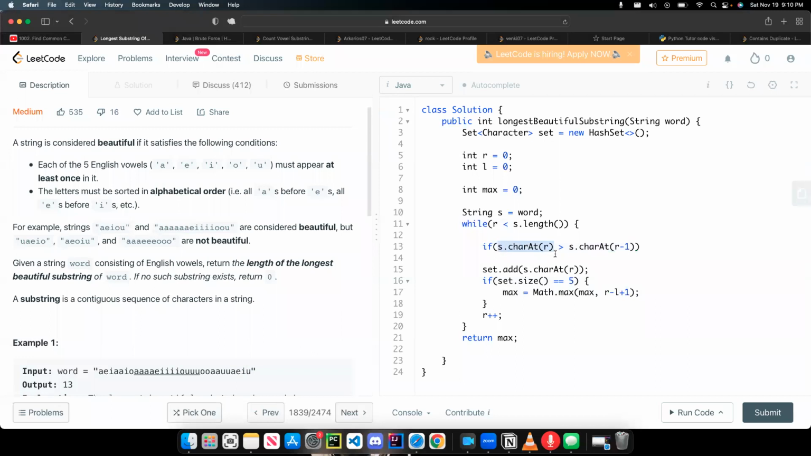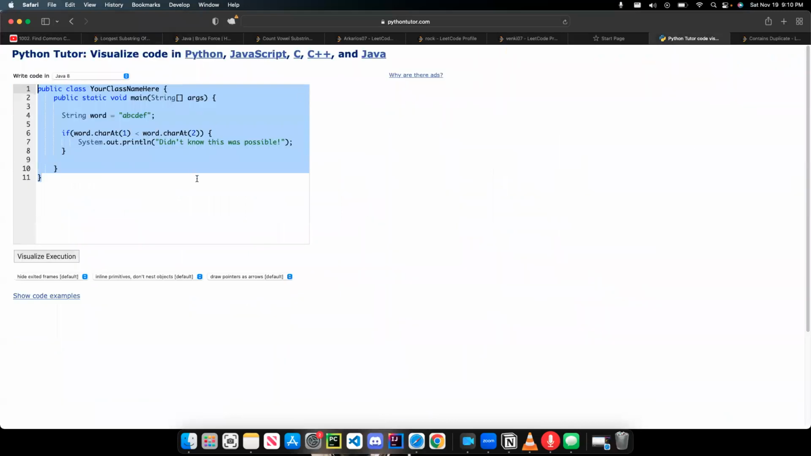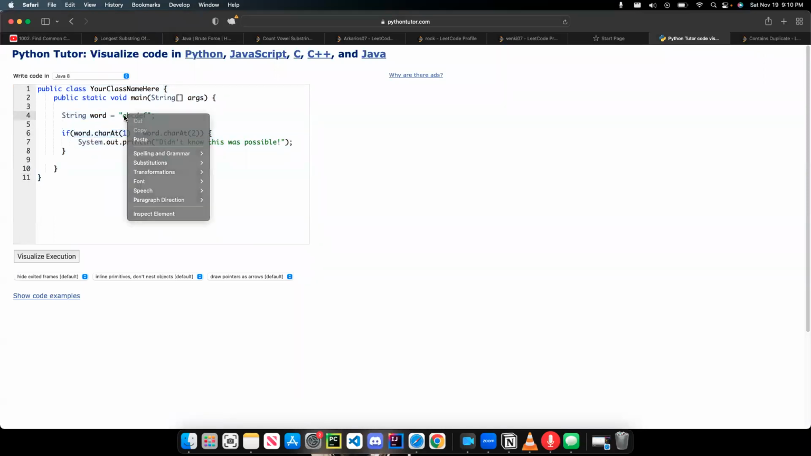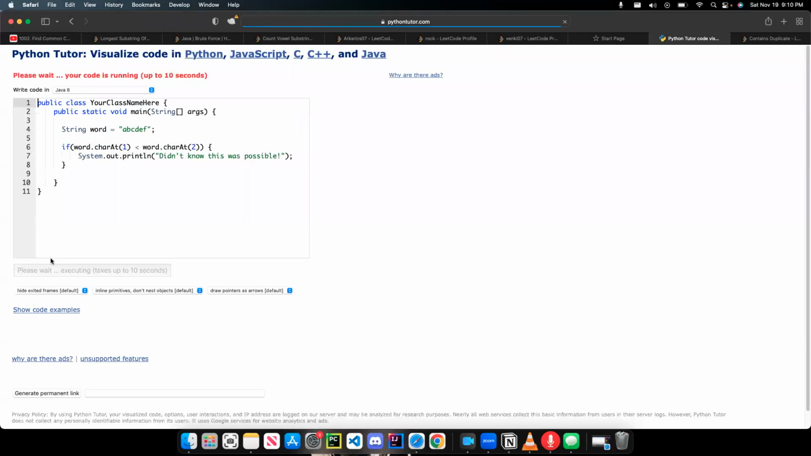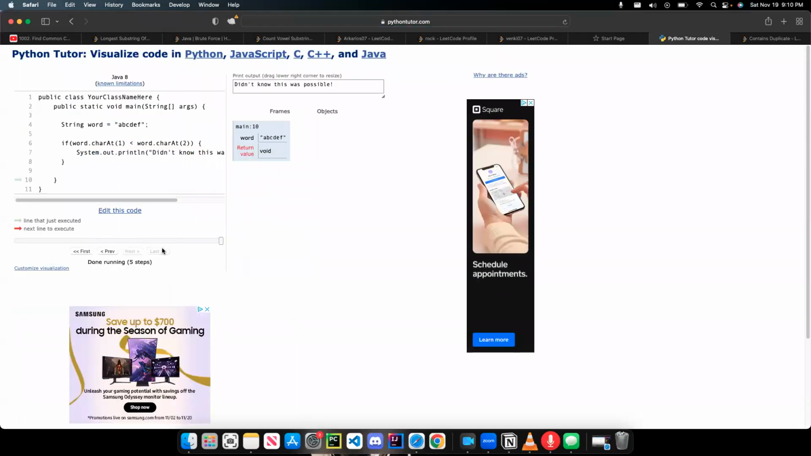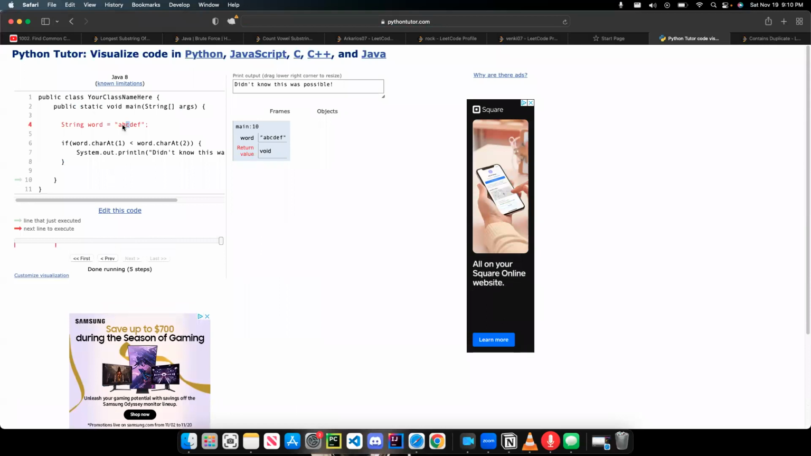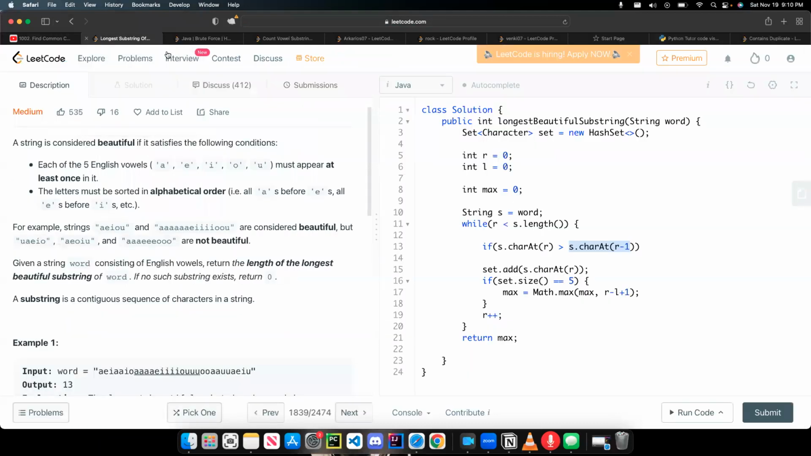But in Java, I can actually also compare their ASCII values using these logical operators. So s.charAt(r) would definitely be greater than s.charAt(r - 1). A good way to demonstrate this is if we have a word, like A, B, C, D, E, F. If we say word.charAt(1), so that's B, is that less than word.charAt(2), which is C? And this gets printed out. Didn't know that was possible. It gets printed out because it is in fact the case that the ASCII value of C is greater than the ASCII value of B. And so in the same way, we can leverage that here.